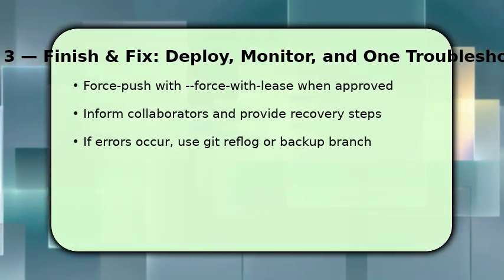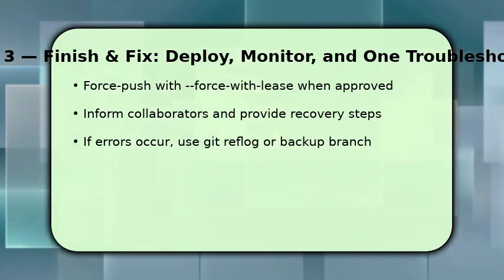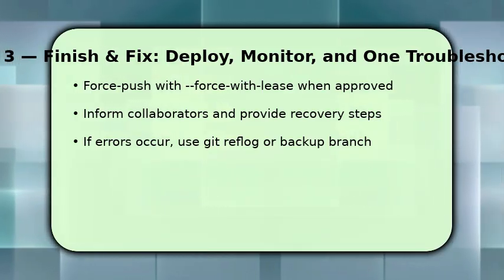If something goes wrong, use git reflog to find the lost commit and git checkout -b recover SHA. That recovers history quickly and safely, so keep calm and act methodically.